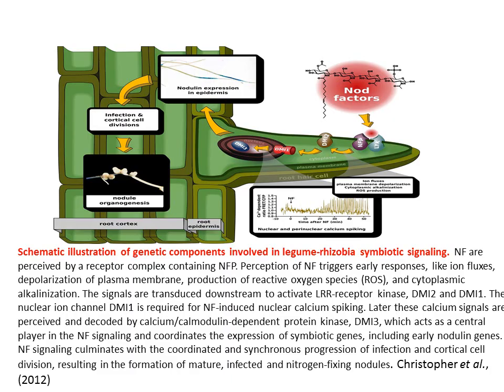This is also one of the models illustrated by Christopher et al. in 2012. This is the schematic illustration of the genetic components involved in legume rhizobium symbiotic signaling. So how the signaling happens between the leguminous plant and the rhizobium has been illustrated by Christopher et al. According to this model, the nod factor synthesized by the rhizobial cells is perceived by the receptor complex present on the surface of the host cell.